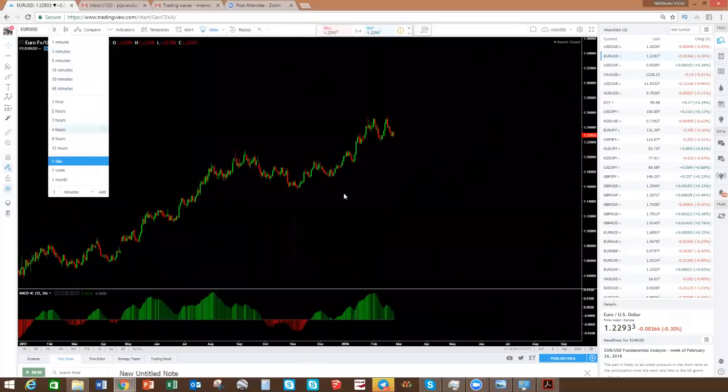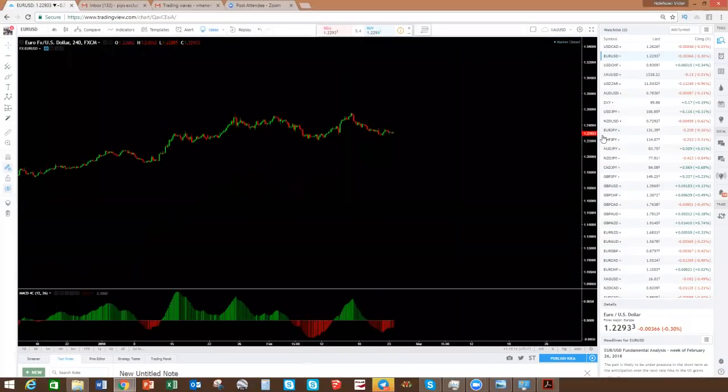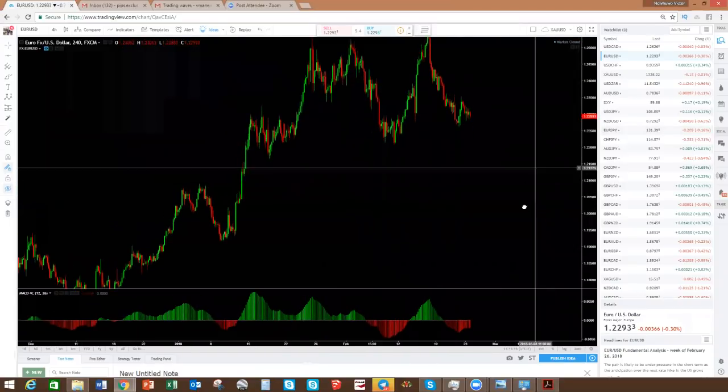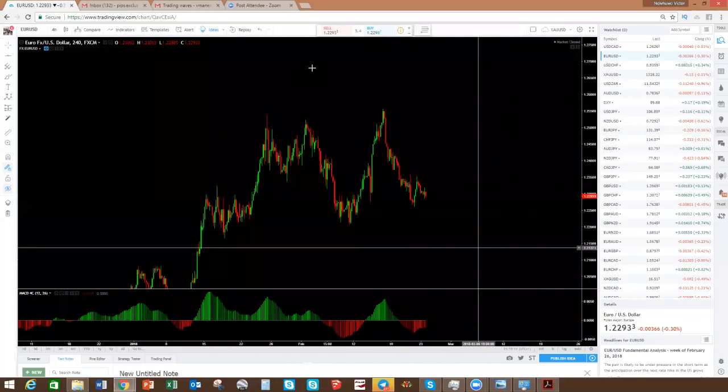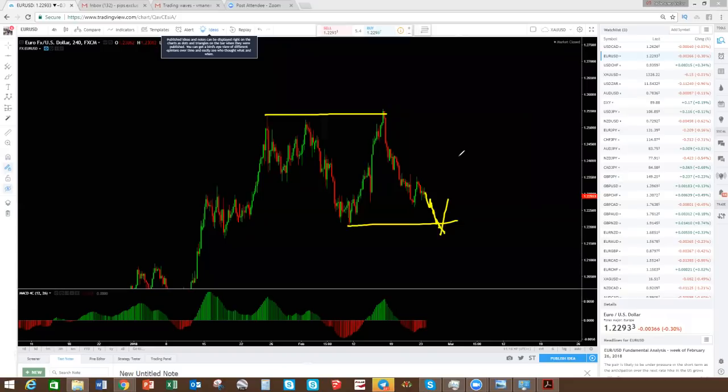All right, so 4 hour. If you look at a 4 hour, this looks like a 1, a 2, a 3, right? So this is looking like a regular flat at this stage. You can see that it tagged the top here, but it didn't take the bottom here. So there's still a chance that it might take this here. So it will not change the bias even if it does come here before it goes. But I'm anticipating that it will go any moment now.